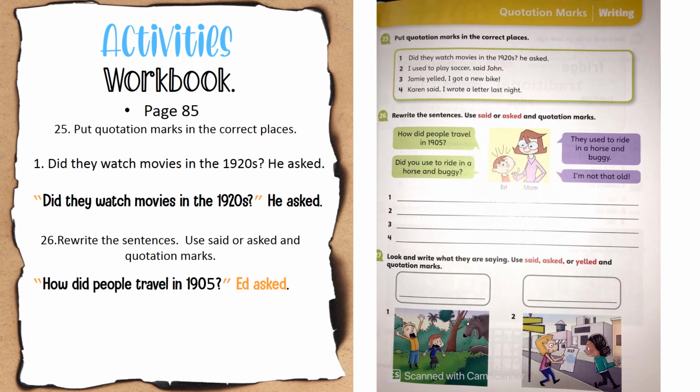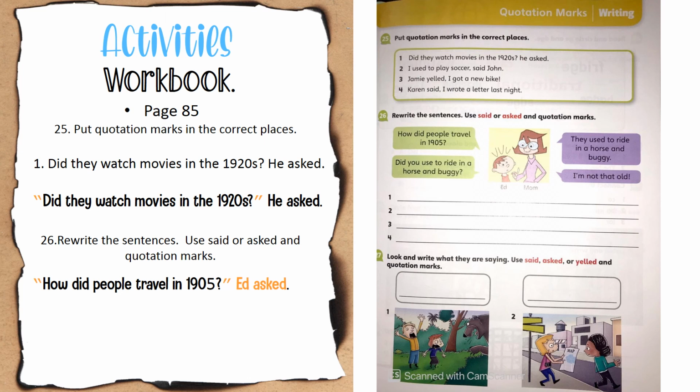Last activity is page 85, exercise 25 and 26. Exercise 25. Put the quotation marks in the correct places. For example, number 1. Did they watch movies in 1920s? He asked. The answer will be, quotation mark, did they watch movies in the 1920s? Quotation mark, he asked. Now please finish the exercise.